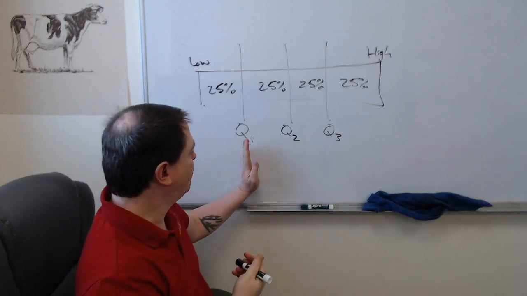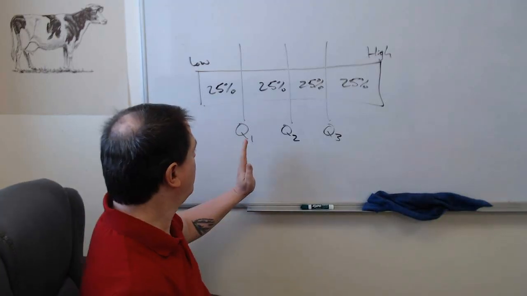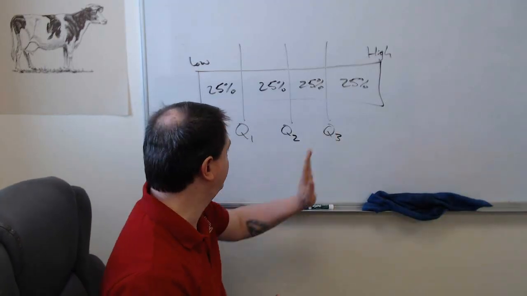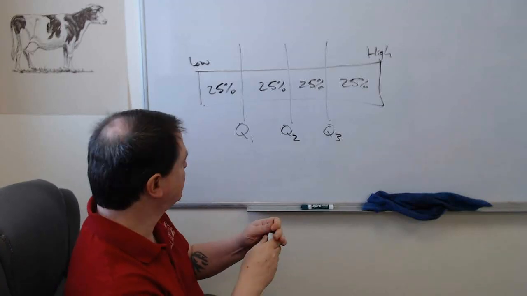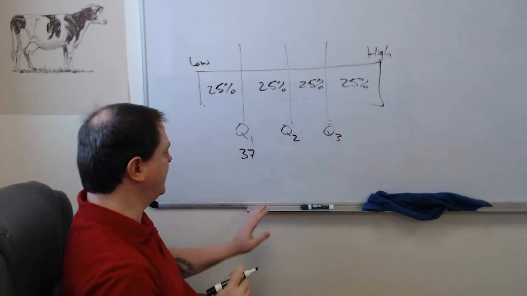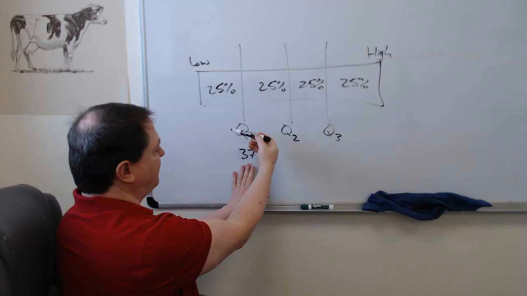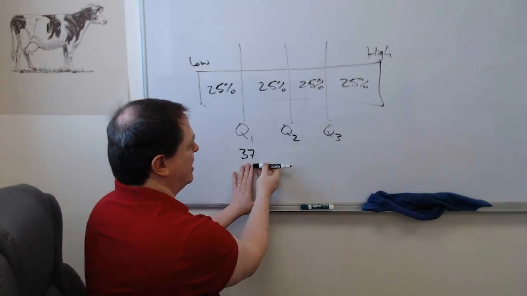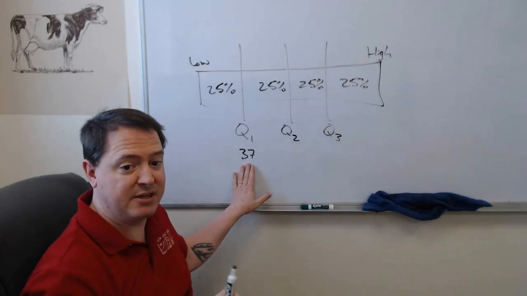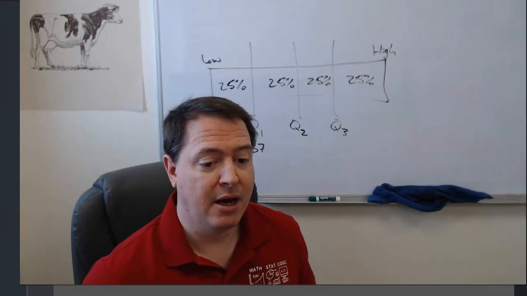And these first, second, and third quartiles in math and statistics are specifically these cut points. So for this first quartile, suppose we were told it's 37. In our data set, the first quartile is 37. What that means is about 25% of the data is less than that, and about 75% of the data is more than that. Okay, so that's how we interpret this thing.